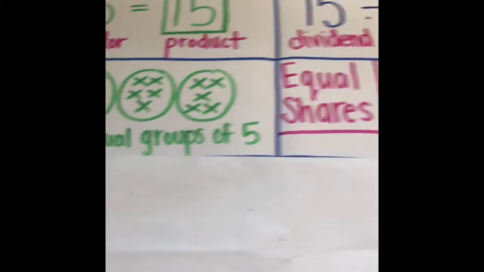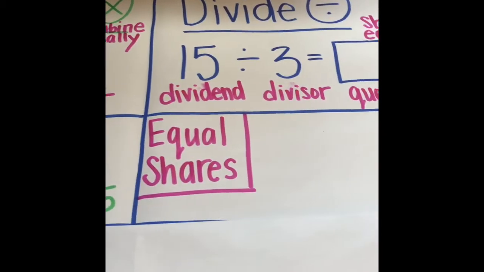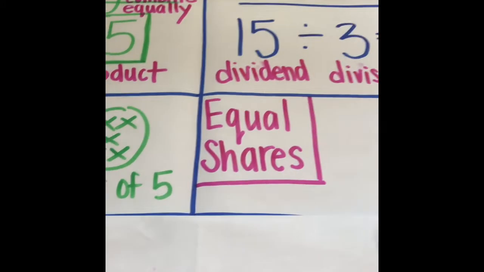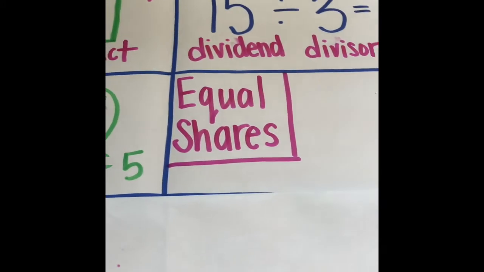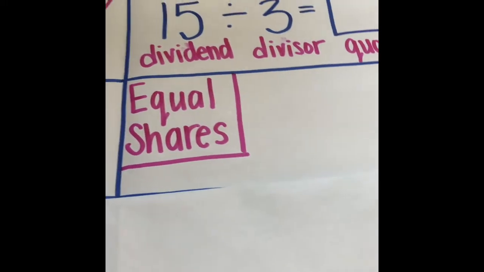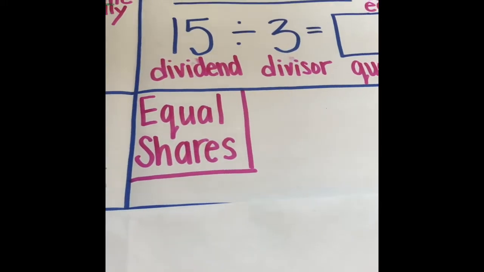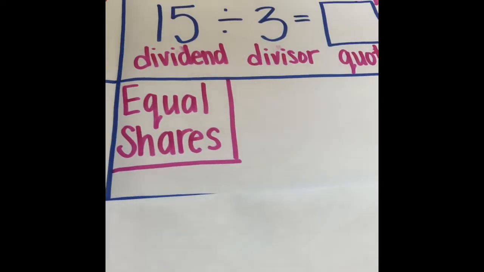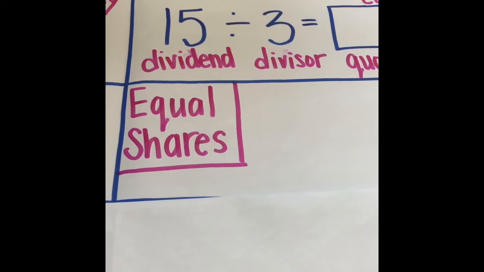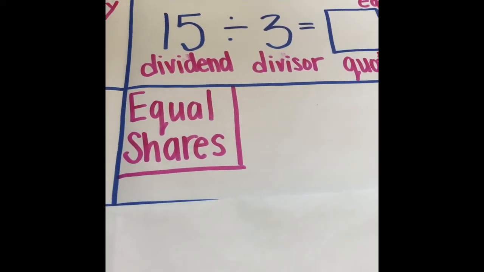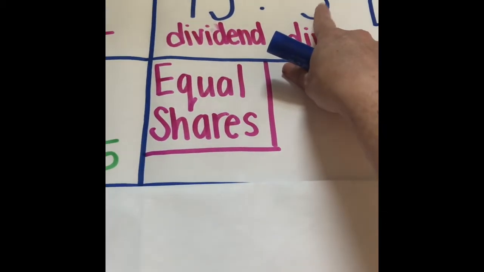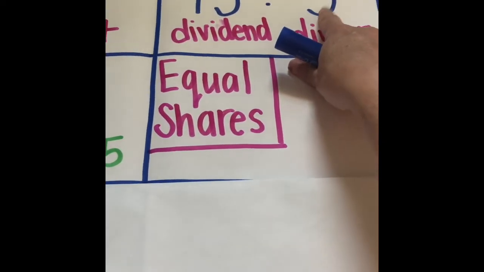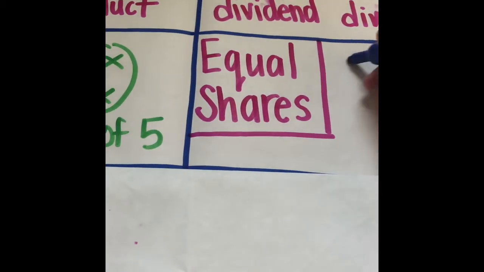So now I'm taking that idea and I'm applying it to division. I'm going to call this strategy, instead of equal groups, equal shares. So go ahead and write equal shares in your notebook. And the way that I'm going to use this strategy is very similar, but instead of starting with this number, I'm going to look at this number, because remember, I'm going to be sharing with 3 friends. So I'm going to draw 3 circles.